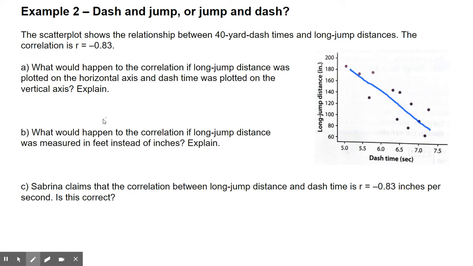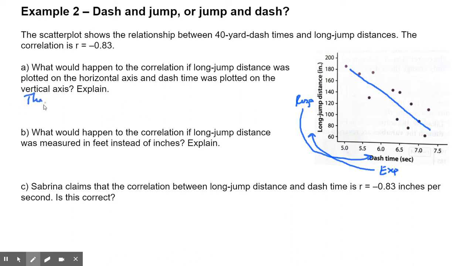All right, A. What would happen to the correlation if long jump distance was plotted on the horizontal axis and dash time was plotted on the vertical axis? So what they're saying is, what if you took the explanatory variable of dash time and moved it here? And what if you took the response variable of long jump distance and moved it there? Well, we just learned the first property. It makes no distinction between the explanatory and response variables. And we're going to write that down.